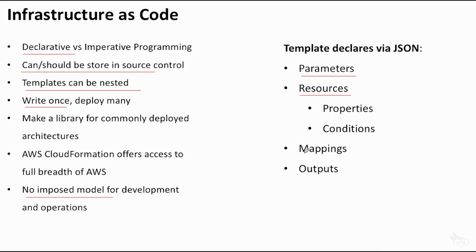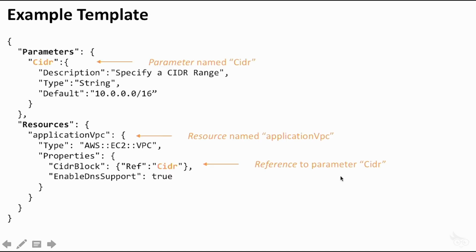We can also create what we call mappings. These are another form of variable that help us map one value to another value. And then, of course, we can control the output of that template as well. So perhaps we want to create a load balancer, and then once that's created, we want to get some of the attributes of that load balancer back as output. So let's take a look at an example template.